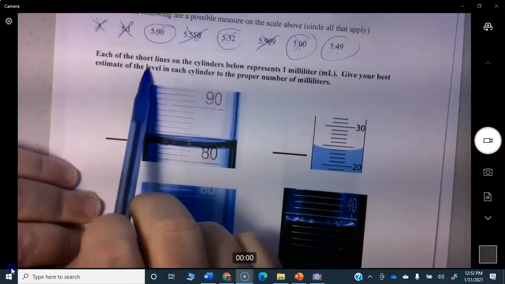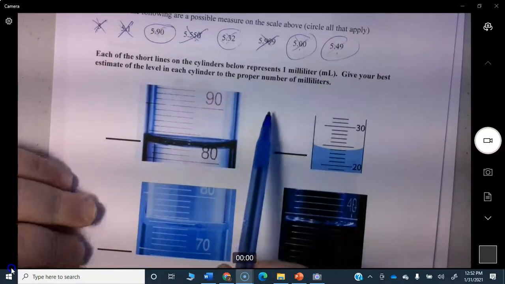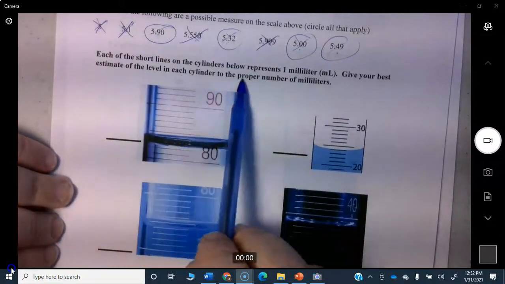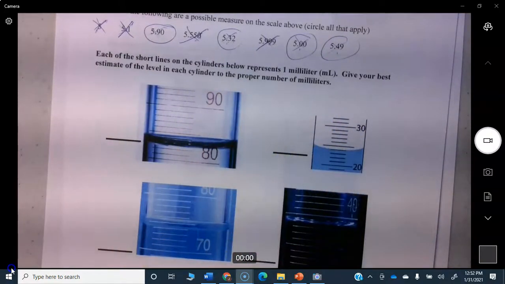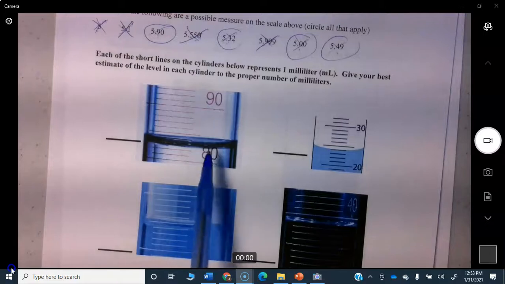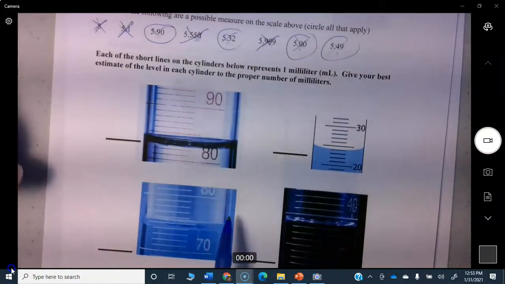Okay, each of the short lines in the cylinders represent 1 millimeter, which is also 1 cubic centimeter. It says give your best estimate of the level of each cylinder to the proper number of millimeters. Now, one thing you want to notice is, well, all of these are cylinders. On the next page, I'm going to show you one with a burette, and you're going to see how it's different. But I'm just going to do one of these. I'm going to let you do the rest.